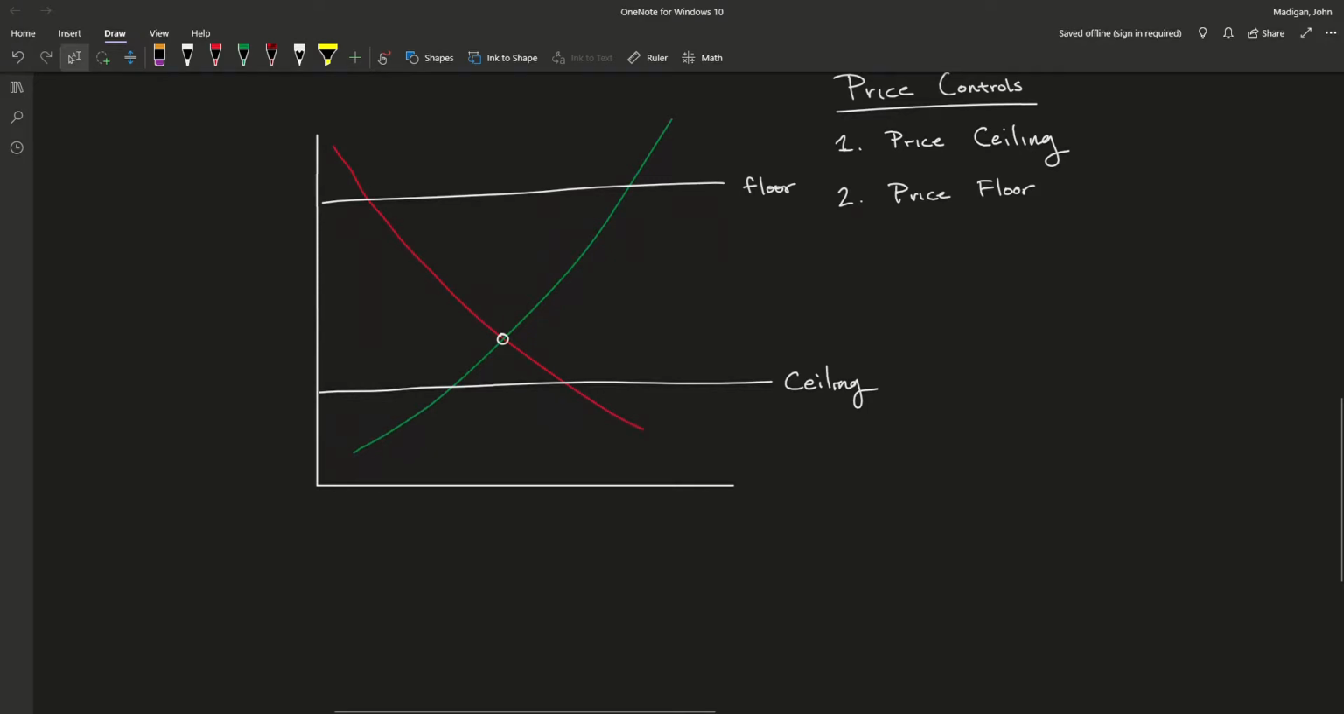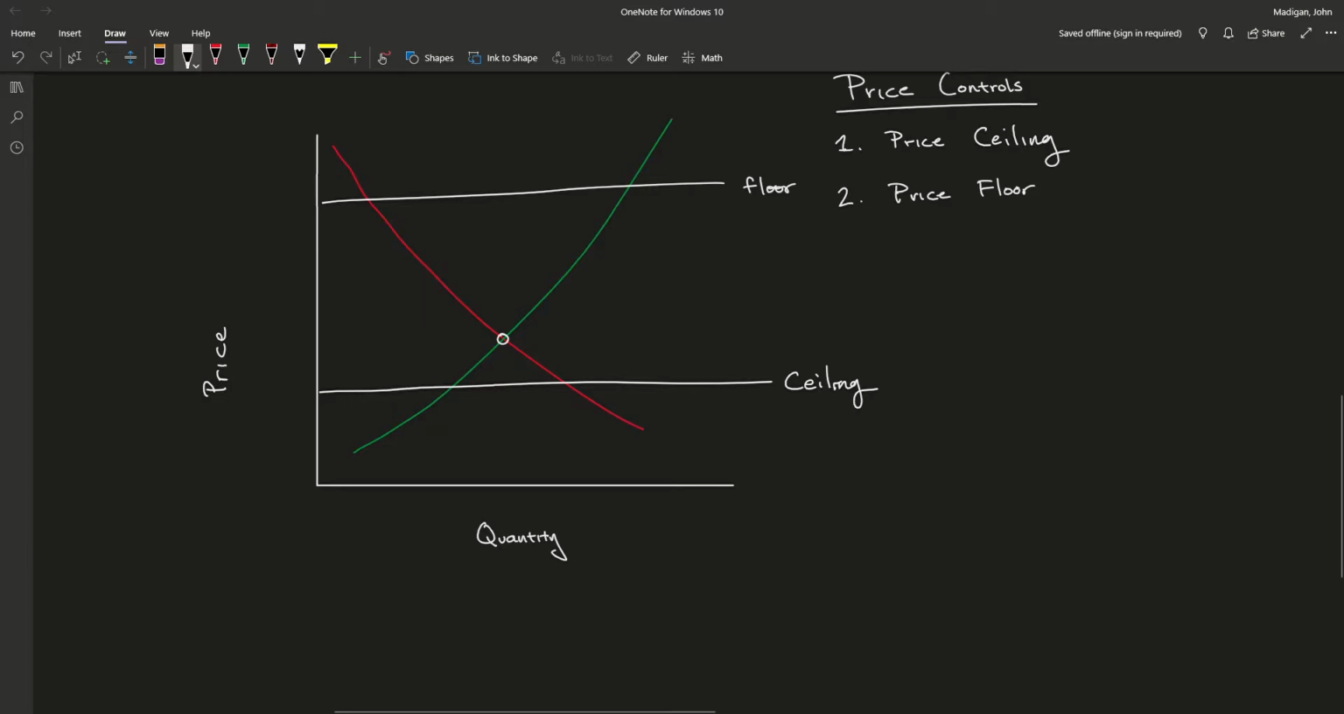And by the way, if price ceilings or price floors look familiar, that's because it was on the pre-test, and it'll be on the post-test as well. So a little hint. Anyway, let's put in our price and quantity down over here, and then let's talk price controls.